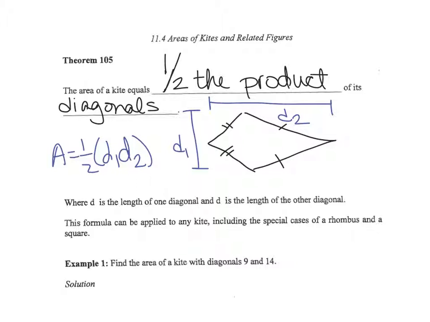So d is the length of one diagonal. This should say d1 is the length of one diagonal, and d2 is the length of the other diagonal. This formula can be applied to any kite, including the special cases of a rhombus and a square. Some people like to think of the diagonals just inside. That would be the length of d2, and this would be the length of d1.